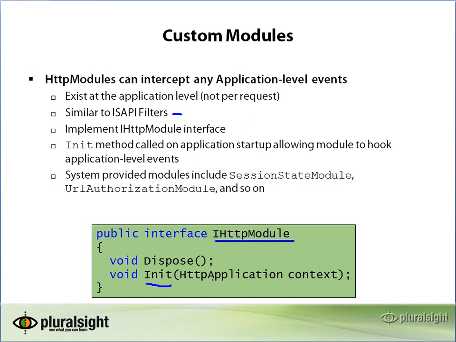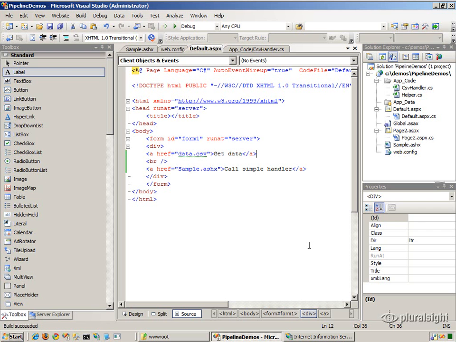And Init gives you a reference to, what else? The application object. So it's going to give you a reference to the application object, and what you'll do is typically wire up event handlers for any event that you want to tap into in the application. And as we'll see, quite a few pieces of ASP.NET are actually built using modules, and we'll take a look at all the various modules that are installed by default on your machine in a few moments. Let's start by writing a custom module though.